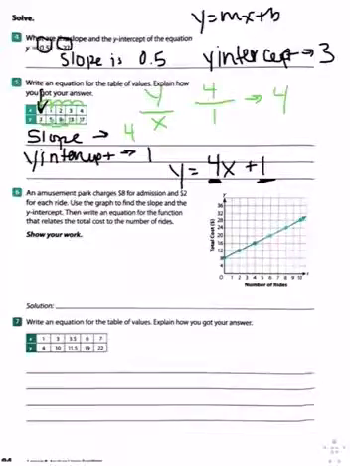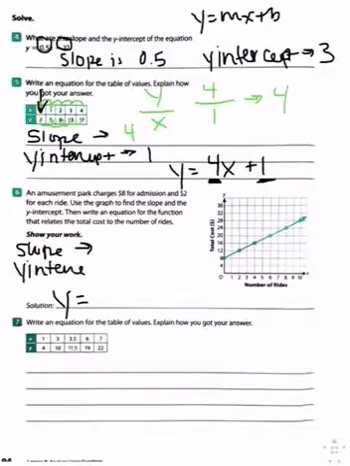Problem number 6. An amusement park charges $8 for admission and $2 for each ride. Use the graph to find the slope and the y-intercept. Then write an equation for the function that relates the total cost for the number of rides. So our equation is going to be y equals. We need to find the slope and the y-intercept. If you look at the graph, when we're at 0, we are starting at 8. So our y-intercept is 8.